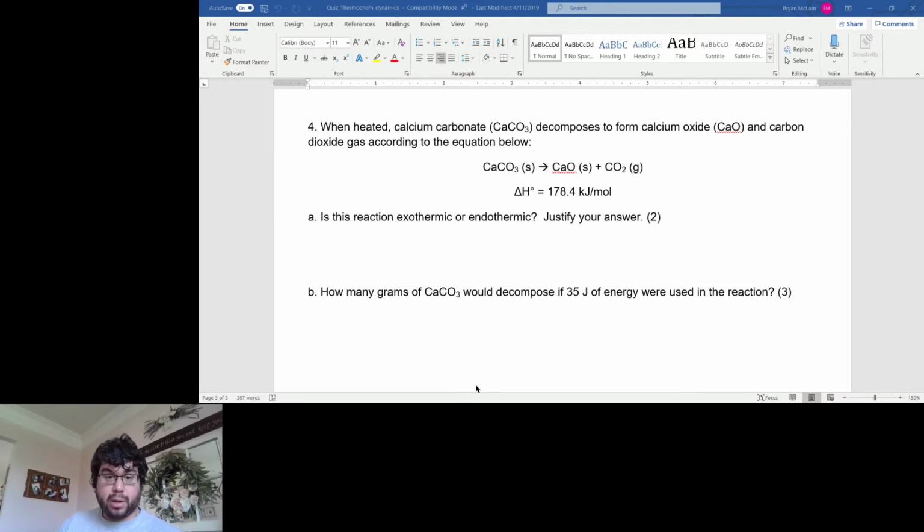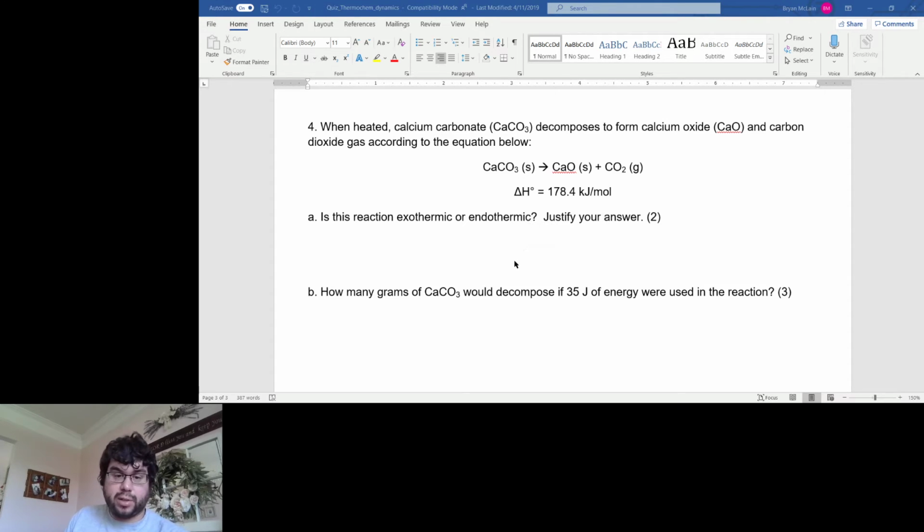How do I know it's endothermic? Because the enthalpy of the reaction is a positive number. If it's a positive number, that means it's endothermic. Done deal. Last question: how many grams of CaCO3 would decompose if 35 joules of energy were used in the reaction? Essentially, if 35 joules of energy are used in this reaction, how many grams of the CaCO3 will have actually been used to do that?